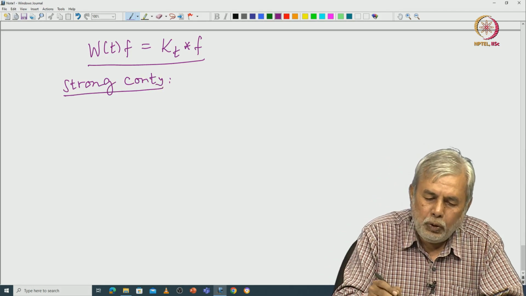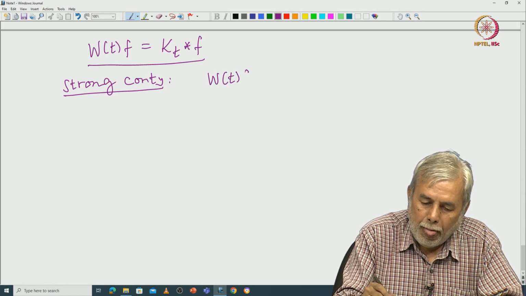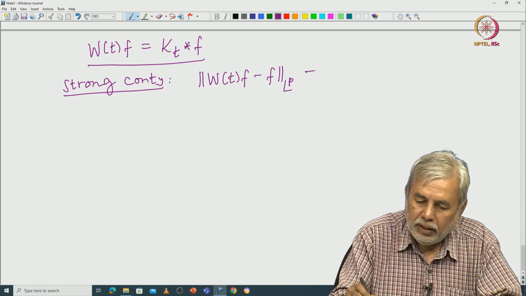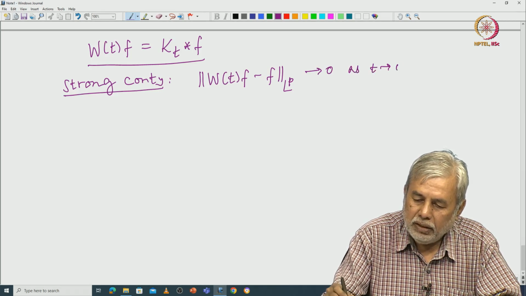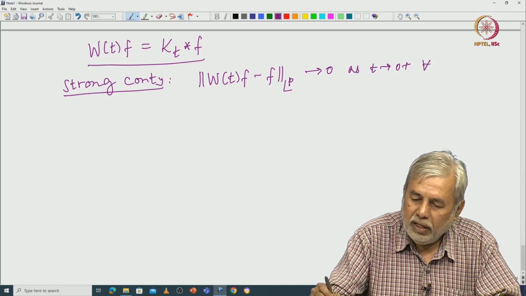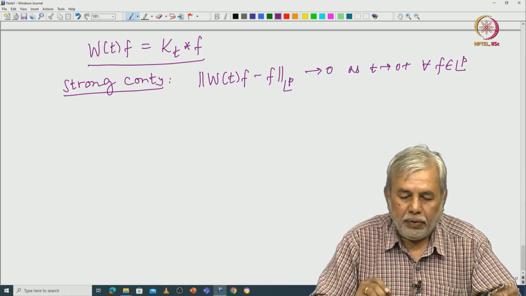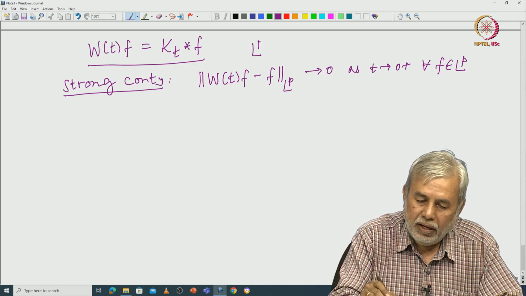So, what you have to show is that the L^p norm of W_t f minus f tends to 0 as t tends to 0 plus, for all f in L^p. I omit the R^n, so L^p means L^p(R^n) every time.